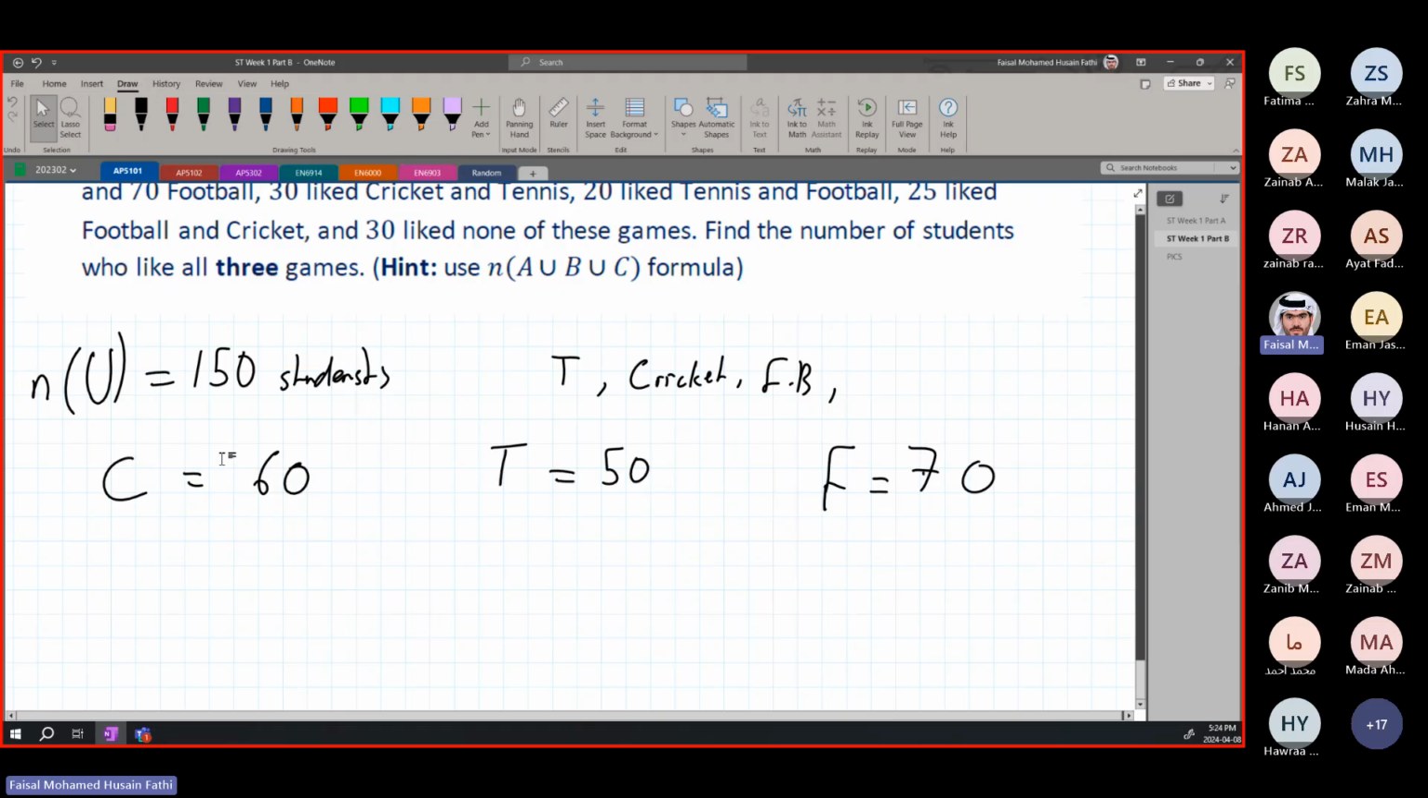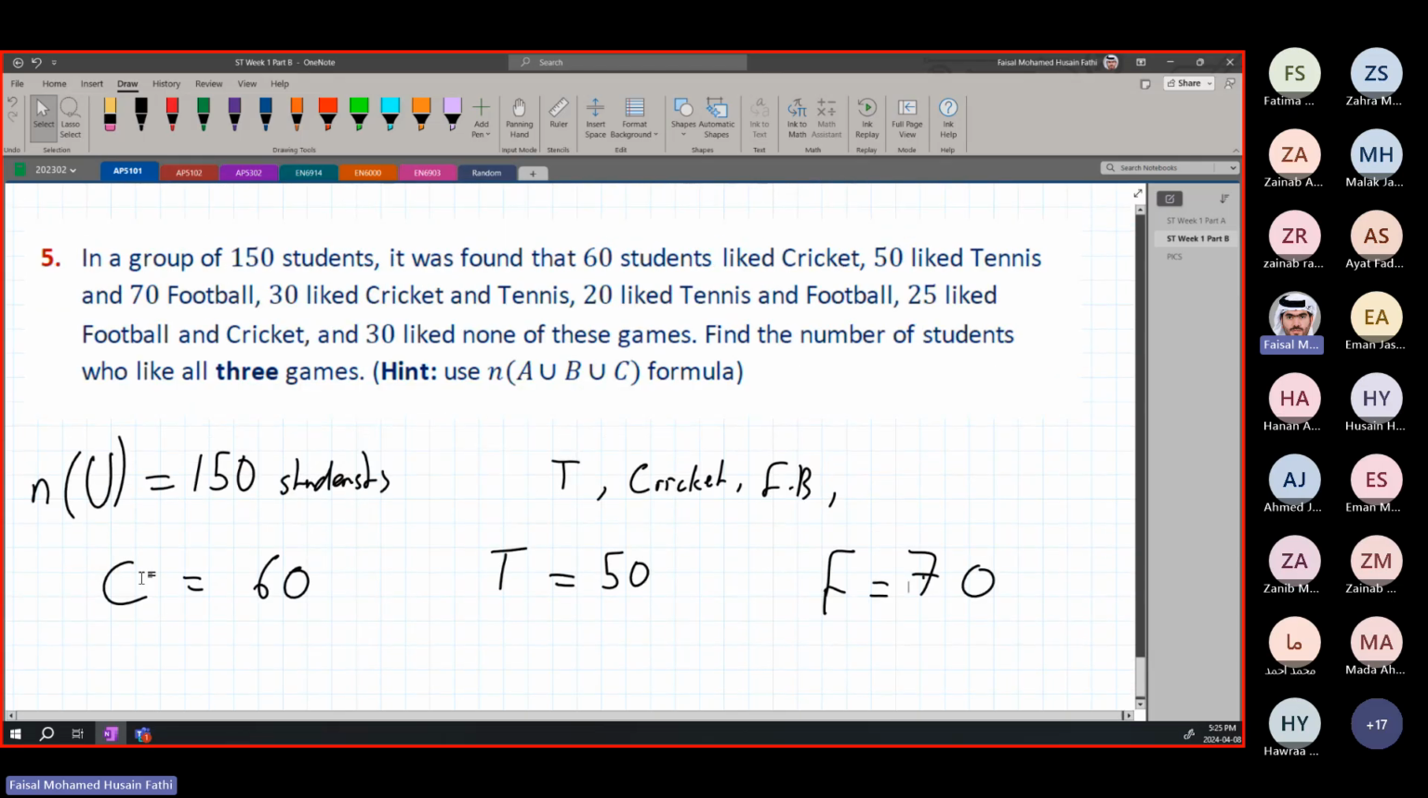Naturally, because we have a number of players that like cricket, a number that like tennis, and a number that like football. It could be more than 150 or less than 150. But here we are considering that these are all the students that like sports in general. When you add these all up, it gives you 180. But why is it 180?